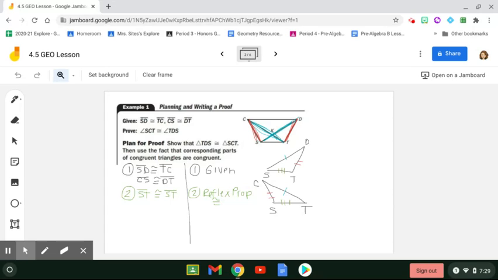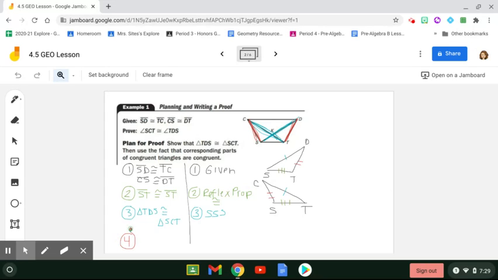And then I jumped right into my triangle congruence, because now I have the givens and I have that final side. I can say that triangle TDS is congruent to triangle SCT, and we said that was by side, side, side. Well, because I'm using side, side, side, I know that all corresponding parts of those triangles are also congruent to one another. So all the sides have to match up and all the angles have to match up. So because of that, I'm actually done with my proof.